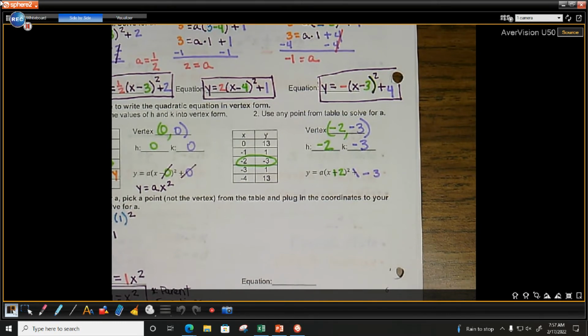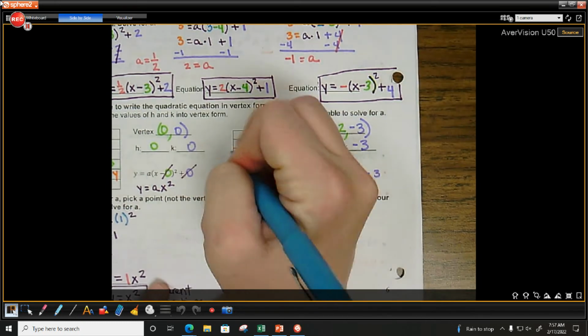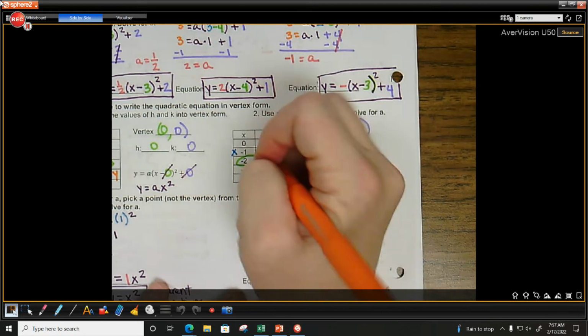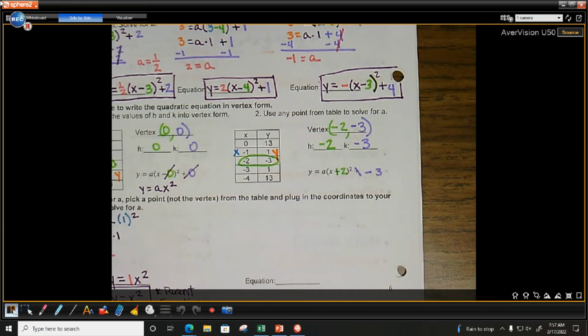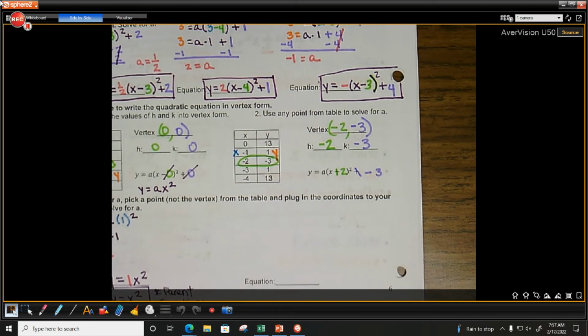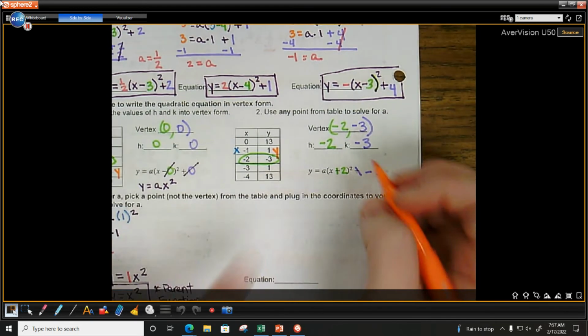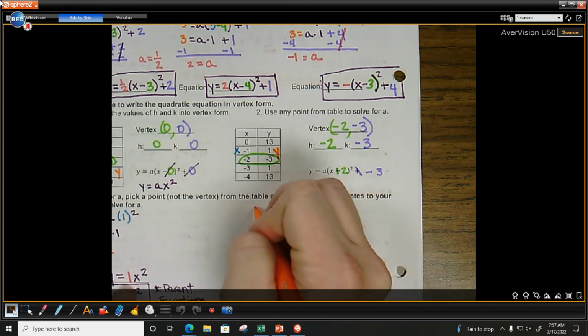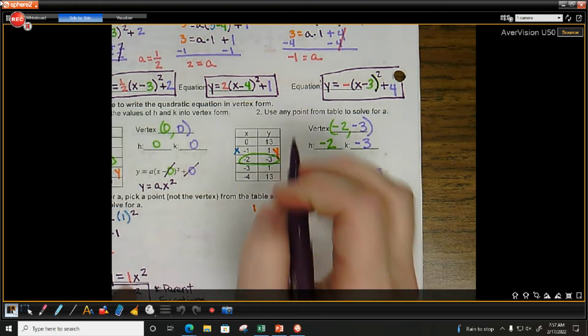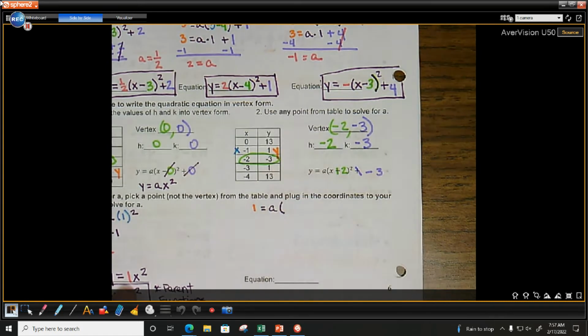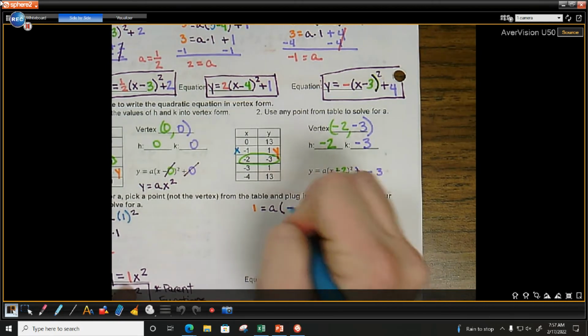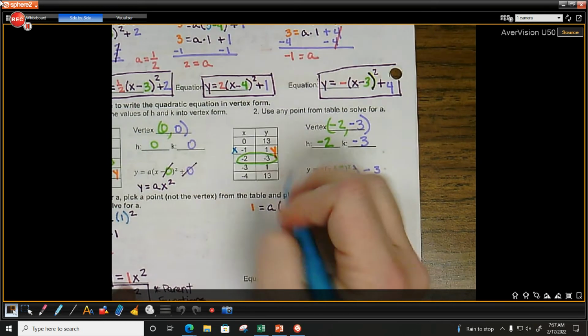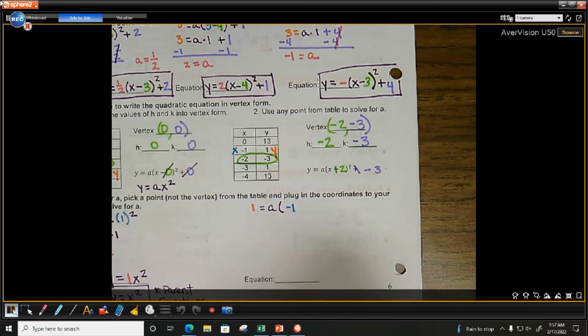Miles, what point do you want us to use? -1, 1. It's close to the vertex, and I like working with ones. Okay, so we're going to rewrite our equation. Instead of y, what am I going to put? Yep, 1 equals a times, what did we choose for x? What did we choose for x? -1 plus 2 squared minus 3.